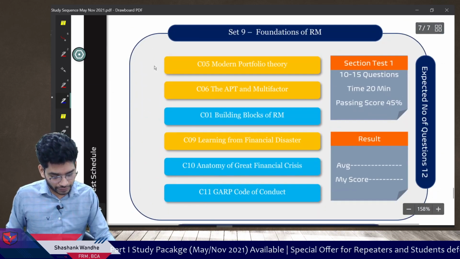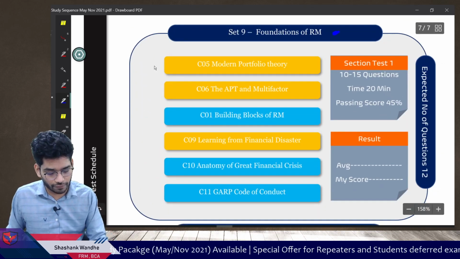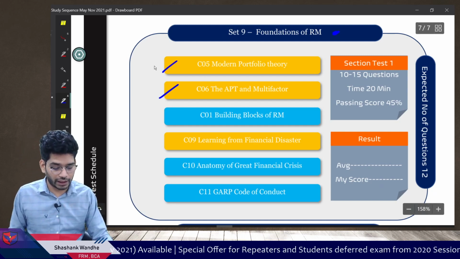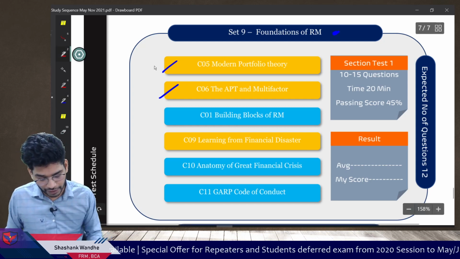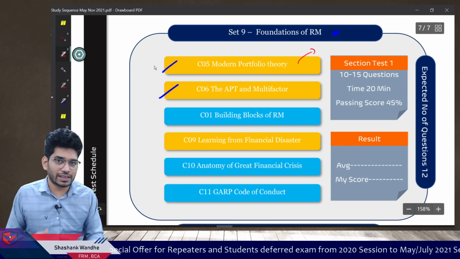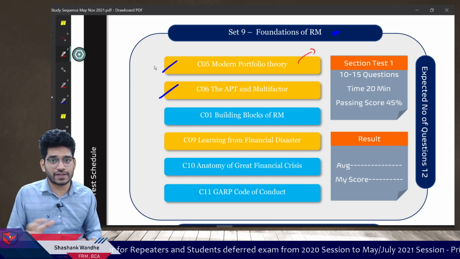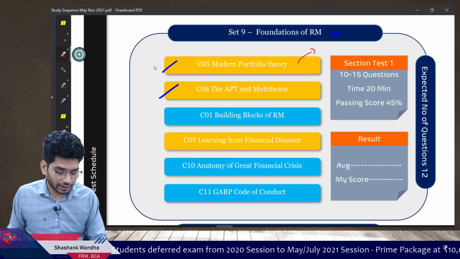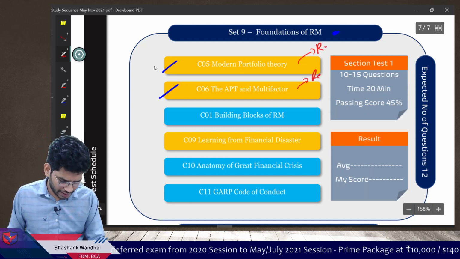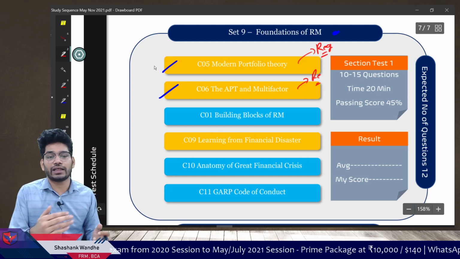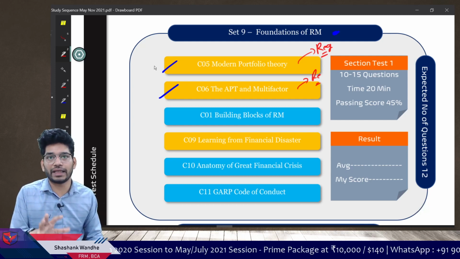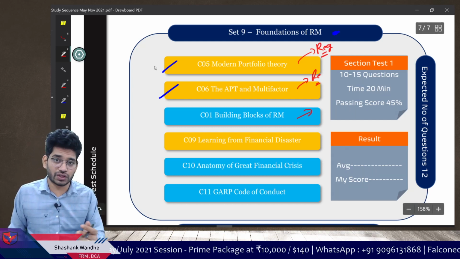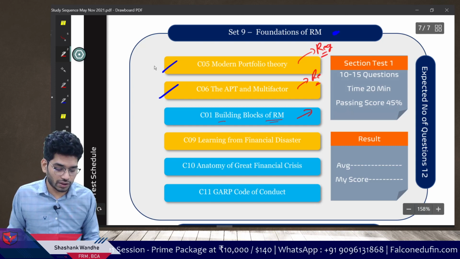Say we have, in a sequence, Foundations of Risk Management set 9. In this, we have the first 2 chapters, which are Modern Portfolio Theory and the Arbitrage Pricing Theory, APT. To understand this particular section, you must have a good understanding of the first 5-6 chapters of statistics, quants, book number 2. For APT, we need regression. In CAPM also we need regression. So you must have a good understanding of the complete quant section to understand these 2 chapters.